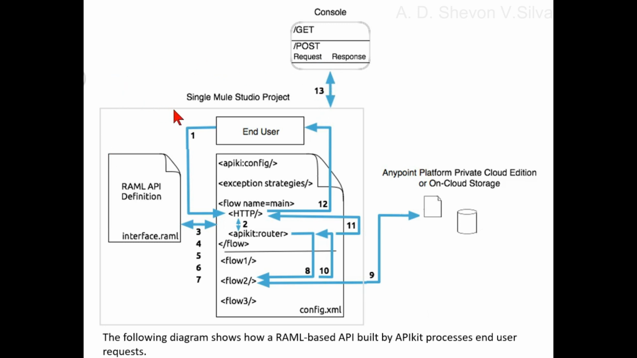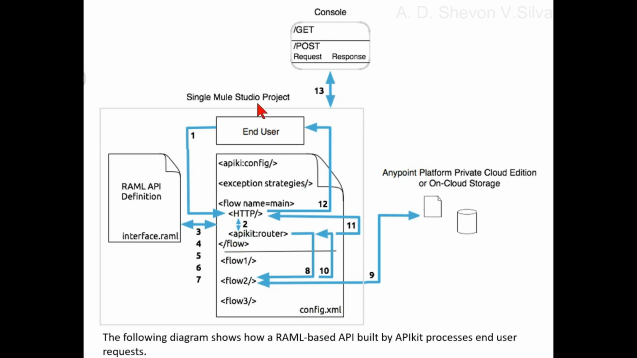Here you can see a single Mule Studio project. Inside it you can see the RAML API definition, end user, and config.xml. Here is interface.raml. So interface.raml interacts with config.xml, and config.xml interacts with the end user.